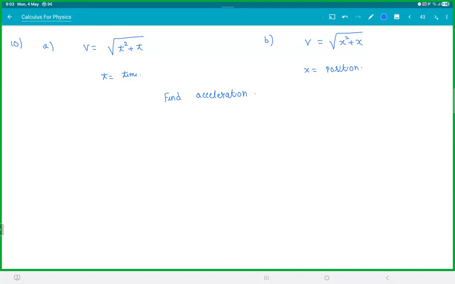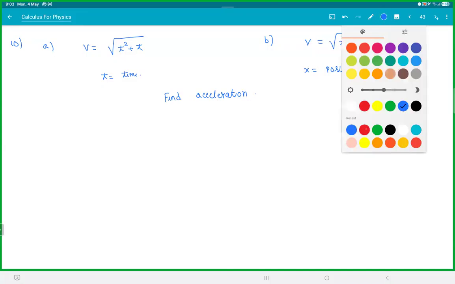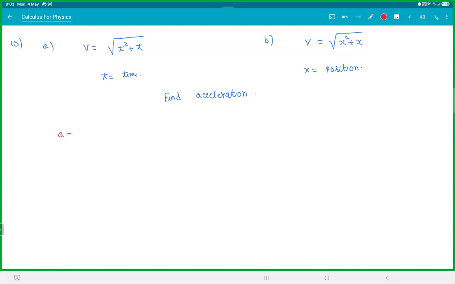Again, be careful. Both of them might look the same, but one is depending on time and one is depending on position. And then the formula will change. A we write as dv by dt if you're going to be in terms of time, and a is v dv by dx if your v is in terms of x. So without noticing that, if you use the wrong thing, people do that in a hurry in exams, so be careful with that.